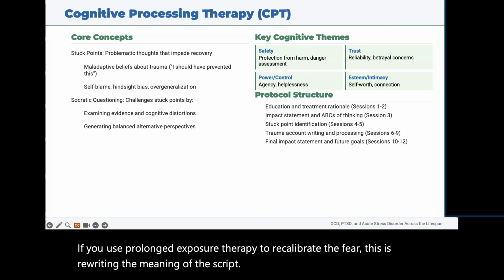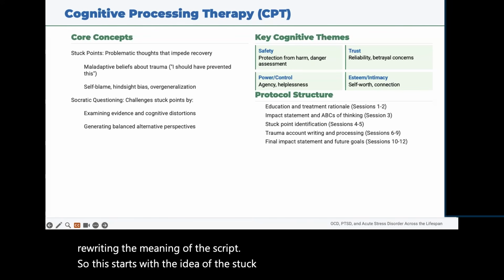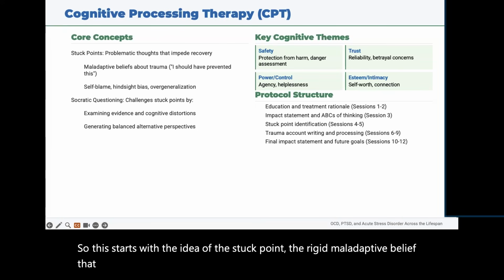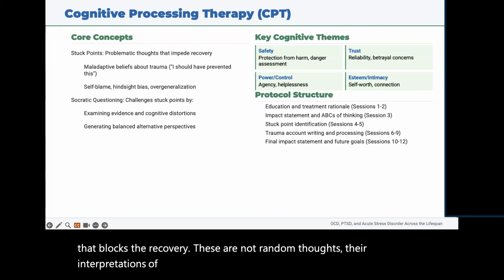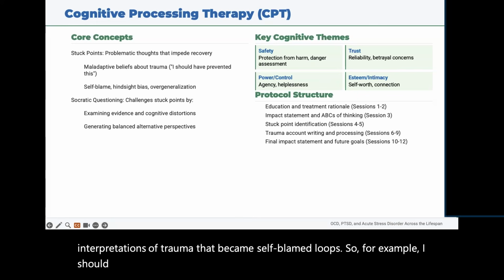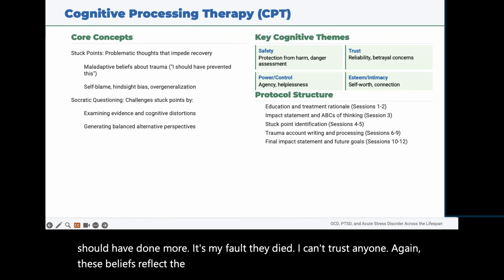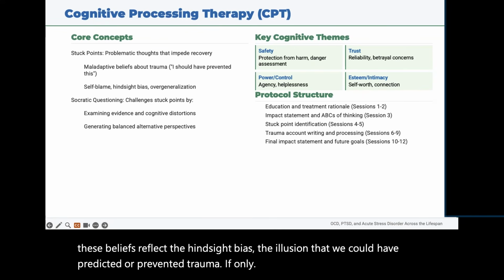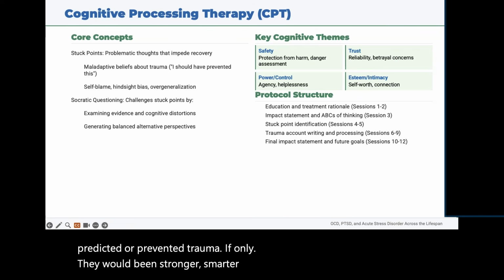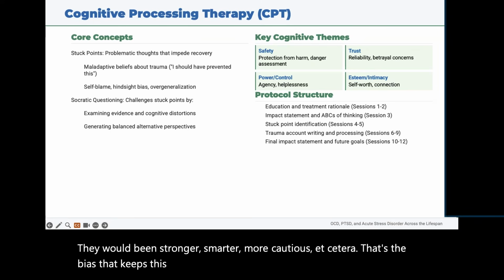This starts with the idea of the stuck point, the rigid maladaptive belief that blocks recovery. These are not random thoughts, they're interpretations of trauma that became self-blame loops. For example, I should have done more. It's my fault they died. I can't trust anyone again. These beliefs reflect the hindsight bias, the illusion that we could have predicted or prevented trauma if only we'd been stronger, smarter, more cautious, etc. That's the bias that keeps this guilt and shame alive.